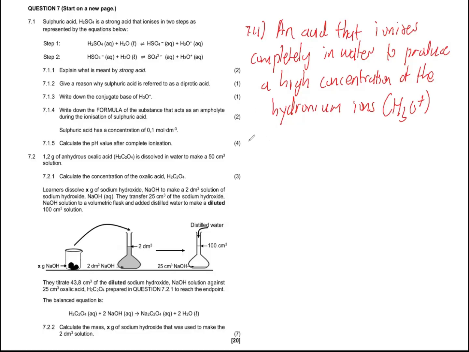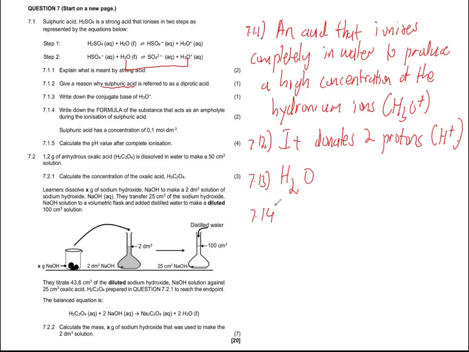H3O plus, right? So that's a strong acid: an acid that ionizes completely in water to produce a high concentration of the hydronium ions. Then 7.1.2, give a reason why sulfuric acid is referred to as a diprotic acid. Obviously, we know it donates 2 protons. And then write down the conjugate base of H3O plus. Conjugate base, so obviously we can see it has to go like that. So the conjugate base is water.